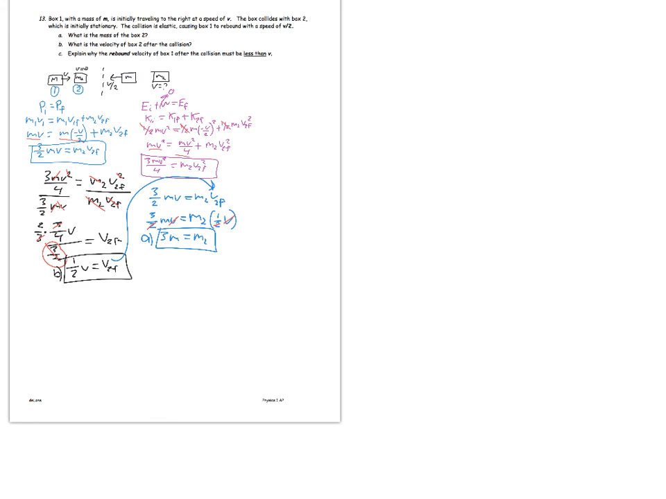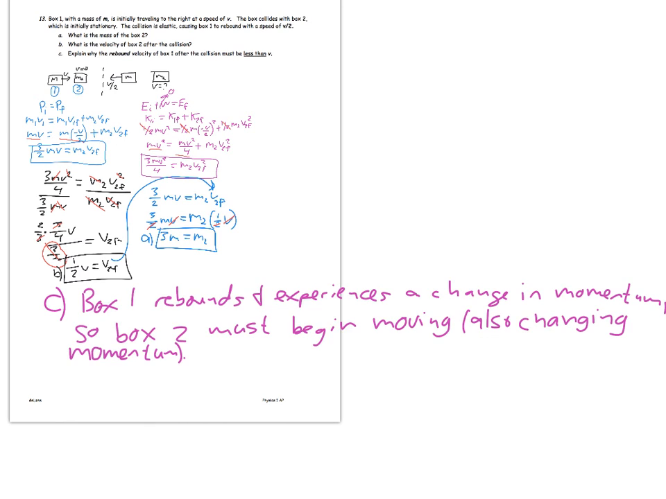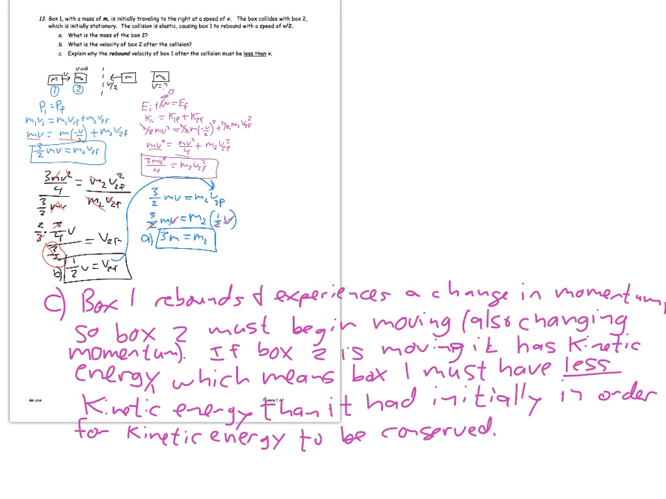So all that's left to do here is explain part C, which asks about box 1, and we want to explain why the rebound velocity of box 1 must be less than v. The easiest way to think about this is that when box 1 rebounds, it experiences a change in momentum, and that means that box 2 has to begin moving. And if box 2 is moving, it has kinetic energy, which means that box 1 must have less kinetic energy than it had initially in order for energy to be conserved. So the key point is that box 2 must move in order for momentum to be conserved, and if box 2 is moving, that means it has kinetic energy, so box 1 must have less kinetic energy than what it started with.